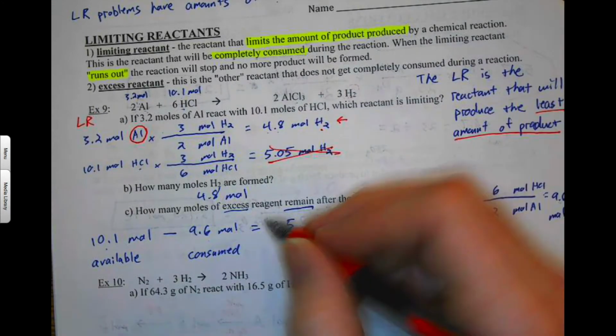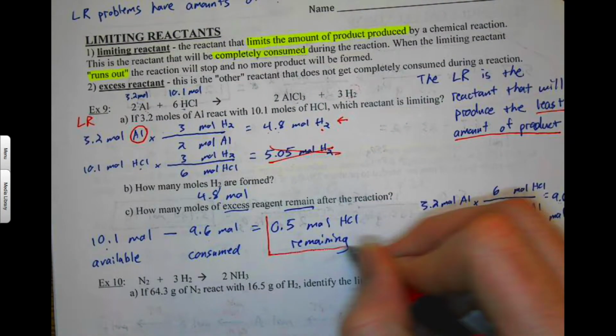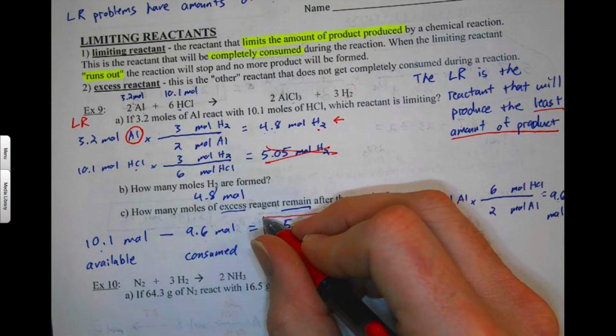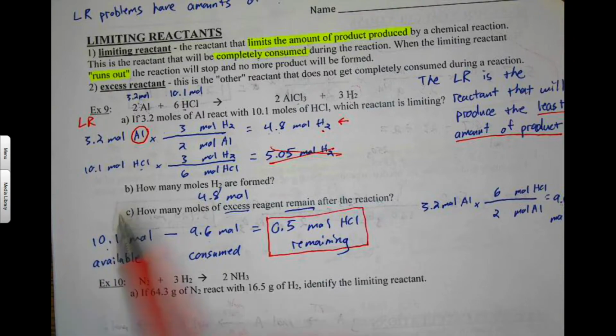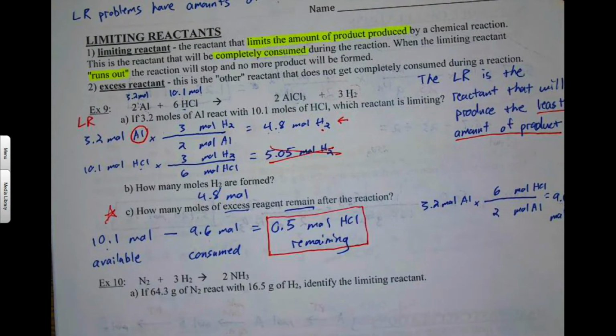Okay? So you have to do that in moles. And this is the real tricky one that messes students up. You always have to think moles of available minus moles consumed. All right, that's always the key. All right. Let's move on.